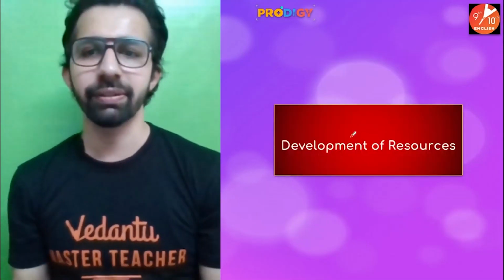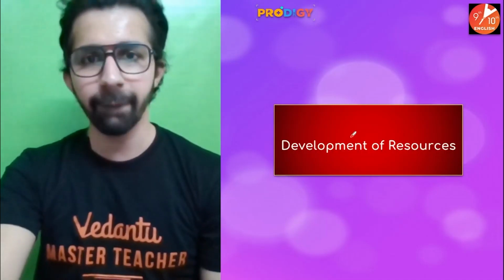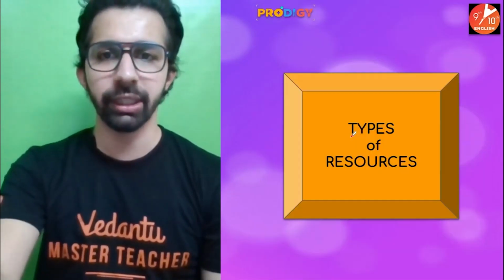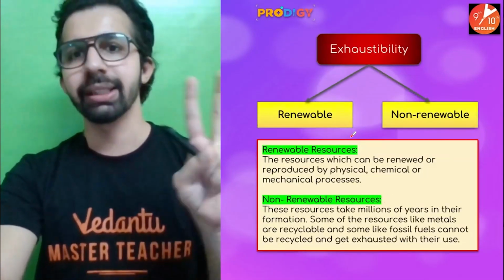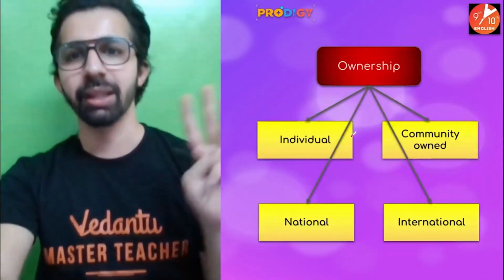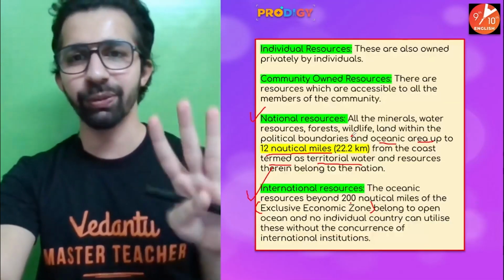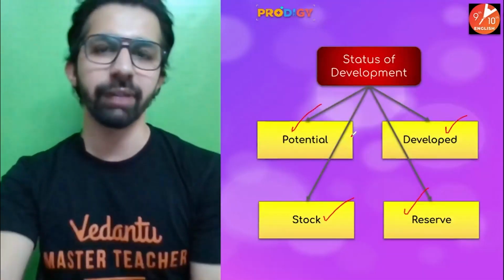All right, next we have development of resources. Okay, so guys, we saw these four classifications. Let me show you these four classifications quickly. First, on the basis of origin. Second, on the basis of exhaustibility. Third, on the basis of ownership. And fourth, on the basis of status of development.